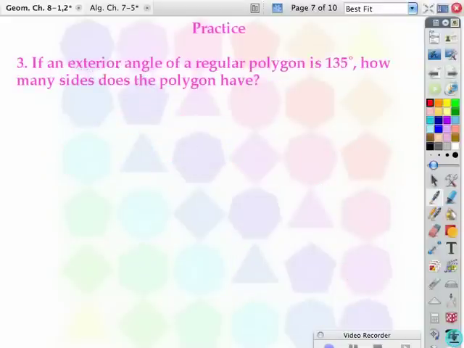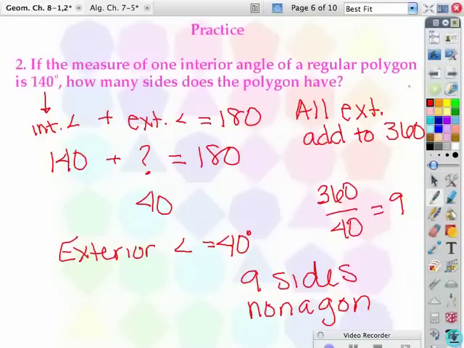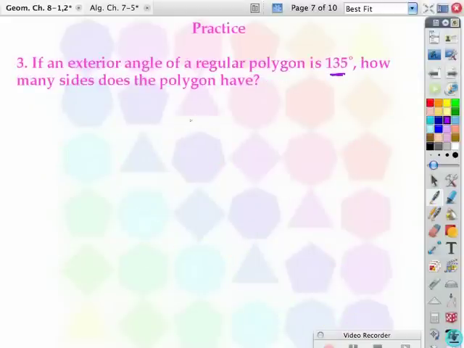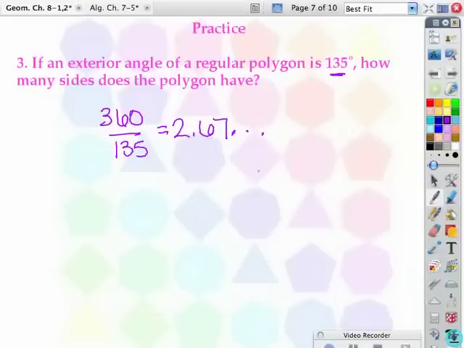Now we have an exterior angle of a regular polygon is 135. How many sides does that polygon have? Well, super easy. If we look back at this example here, we had the interior, we had to find the exterior, and then take 360 and divide it by the exterior. Where here, we already have the exterior. We don't even need to find it. So we just take the 360 divided by 135, and when you do that, what you end up getting is 2.67, which doesn't quite make sense, so I must have made this up on my own.